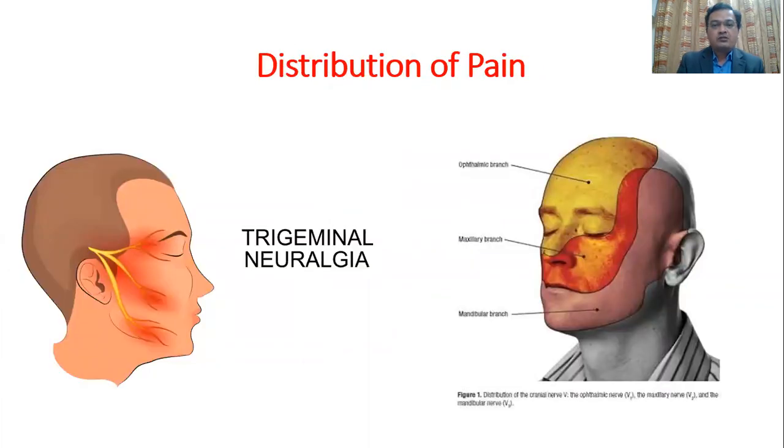Distribution of pain of trigeminal neuralgia is in ophthalmic, maxillary, and mandibular divisions, three different divisions. In the ophthalmic area, we have pain over the forehead, some part of the front of the skull, and middle of the nose. In maxillary branch, the pain is below the eye and upper lip, and in mandibular branch, the pain distribution is along the lower lip and lower jaw.